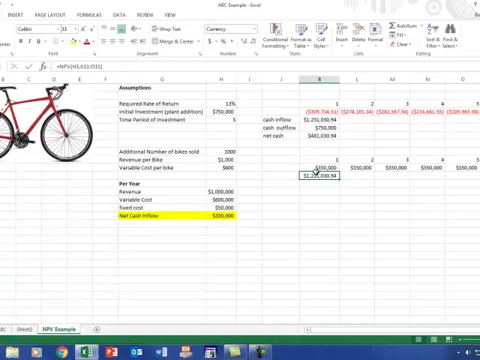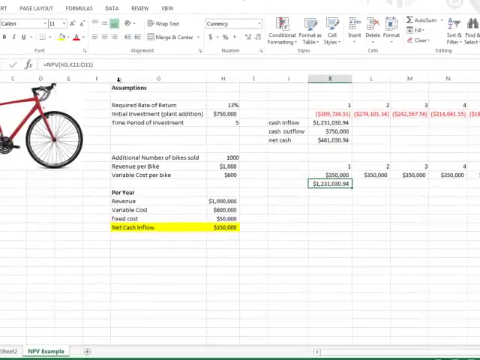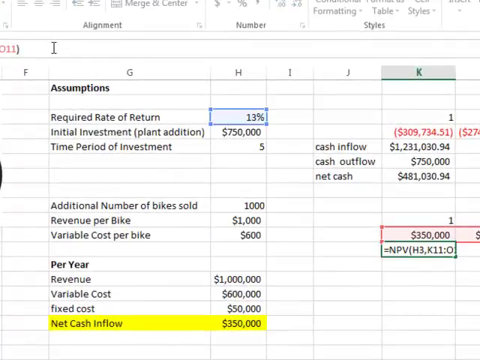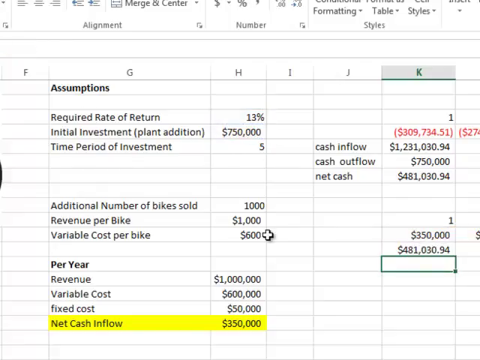It's a cash inflow. And if I want to know the NPV, the easiest way to do that is just to say minus the initial cash outlay. And it's 481. So that's the other way of doing the formula.